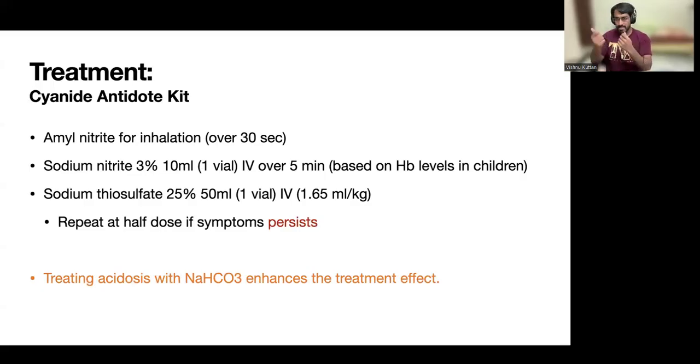Amyl nitrate, break it and you ask the patient to inhale over 30 seconds. Sodium nitrate comes in a vial. You can remember the dose later. Break a vial, give it over 5 minutes. Okay. You can repeat it if you want at half the dose.